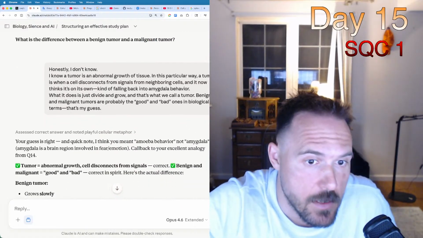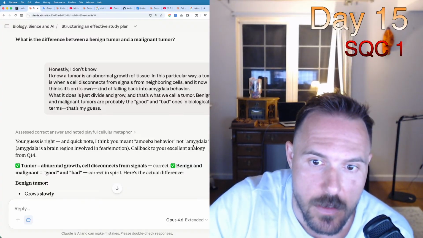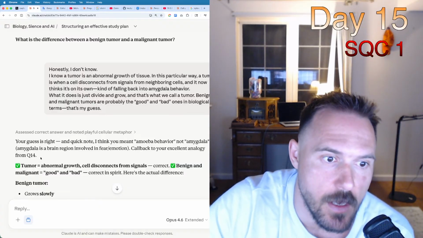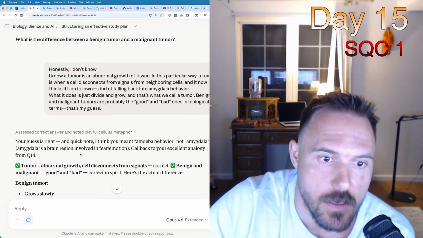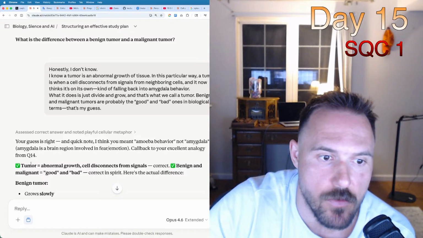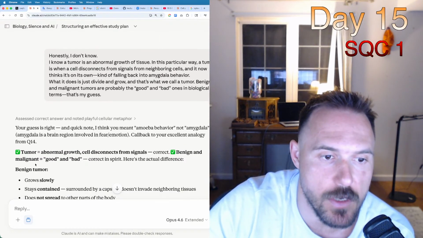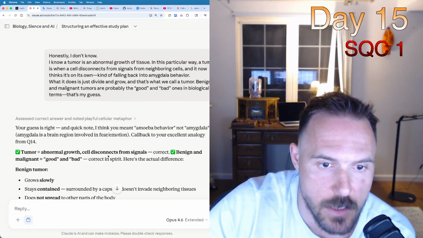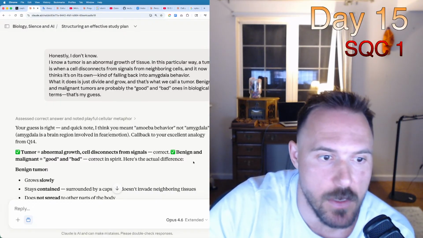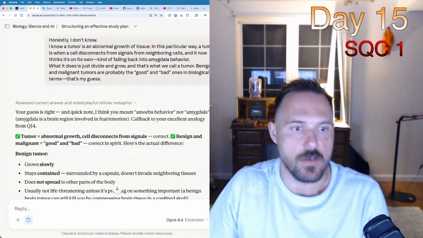Your guess is right. And quick note, I think you mean amoeba behavior, not amygdala. Amygdala is the brain region involved in fear and emotion. Callback to your excellent analogy from question 14. Tumor, abnormal growth, cell disconnects from signals. Benign and malignant, good and bad. Correct in spirit. Here's the actual difference.